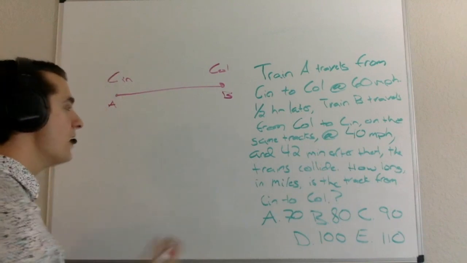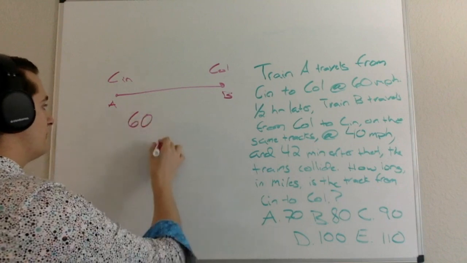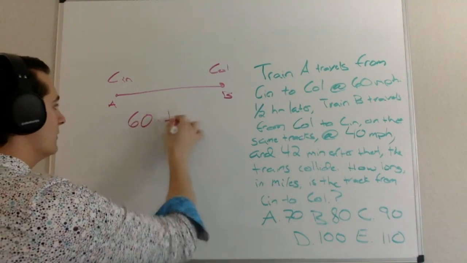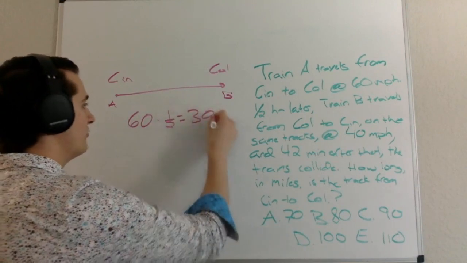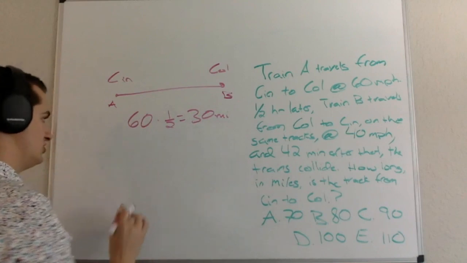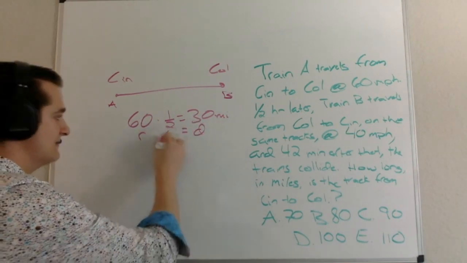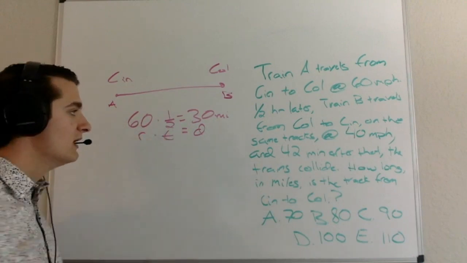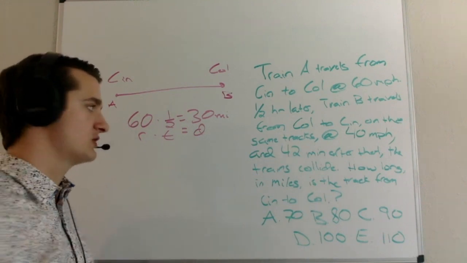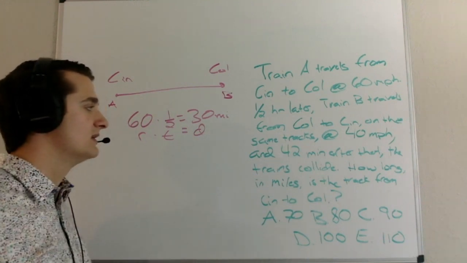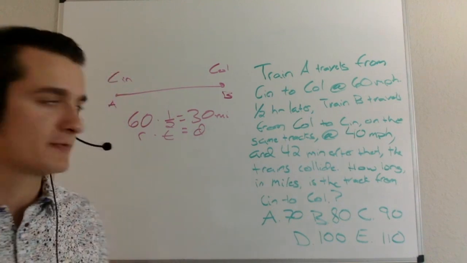And so what I know is that in those 30 minutes, in that half an hour, train A has already traveled 30 miles. And again, here, this is just distance is equal to my rate times my time. So from here then, though, I'm told that train B also starts to travel from Columbus to Cincinnati on the same tracks at 40 miles per hour.